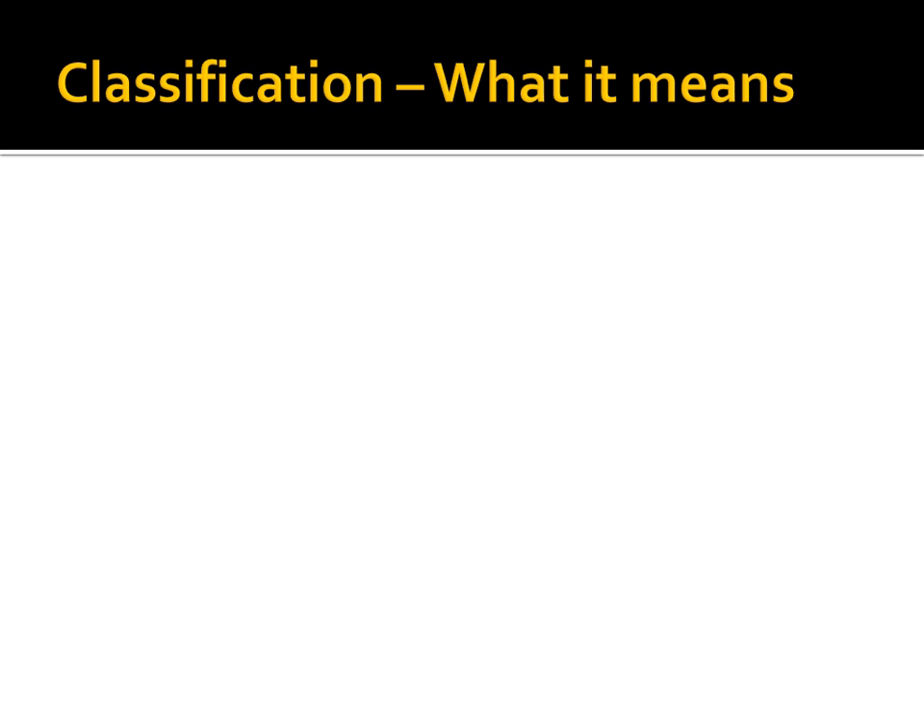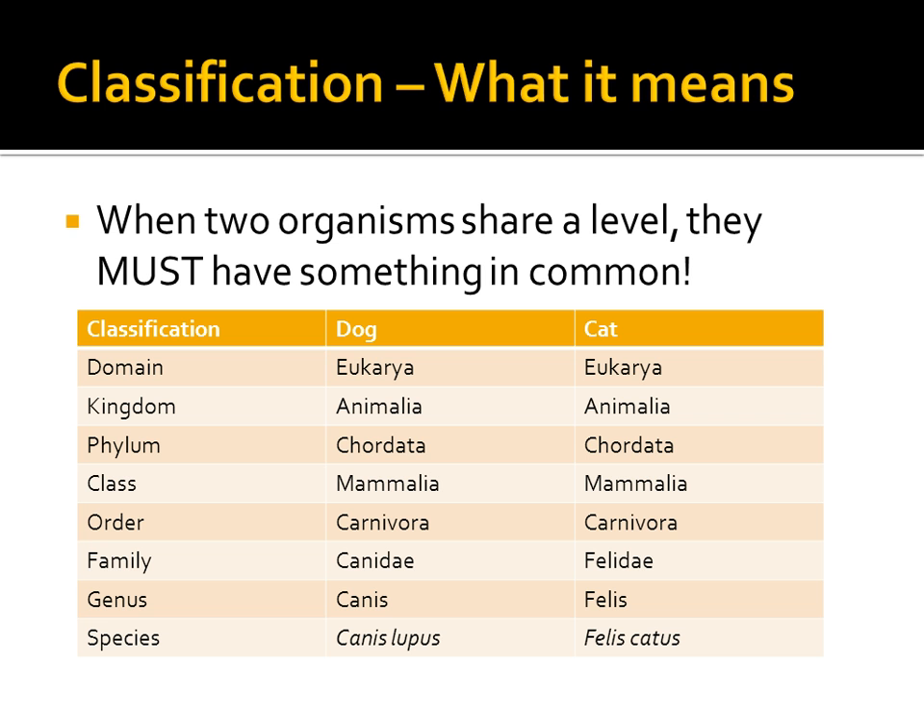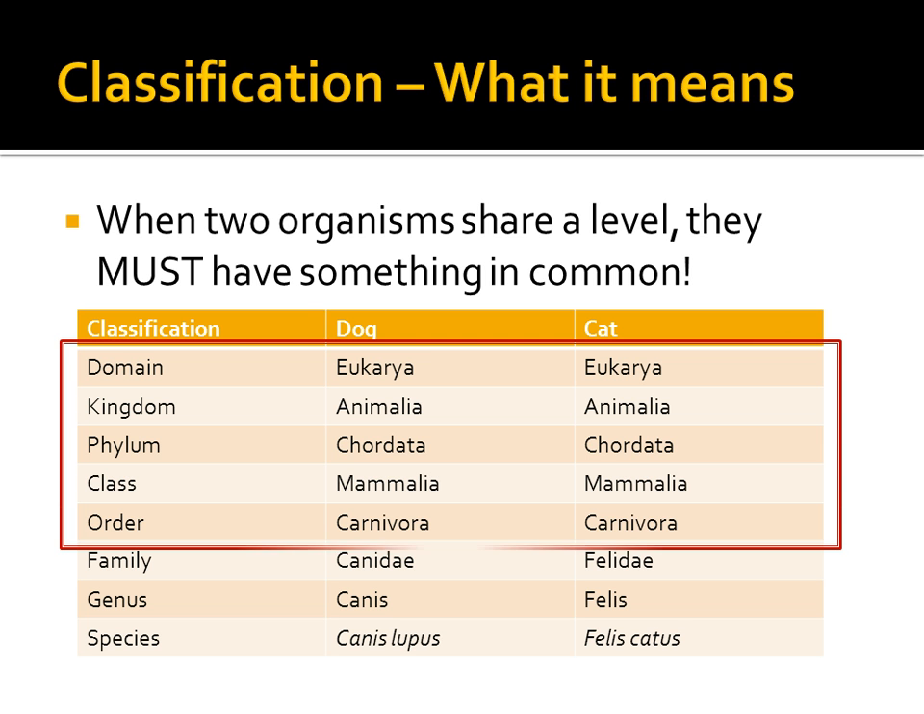So what exactly does this mean then? Well, when 2 organisms share a level, they must have something in common. So if they share the domain Eukarya, for example, it means they both have nuclei in their cells. It's automatic. They all have to have it if they fit in that domain. We can also look at the case of comparing a dog and a cat. The domains are the same. The same thing with the kingdom and the phylum and the class and the order. So we can see this large area where they're all the same.